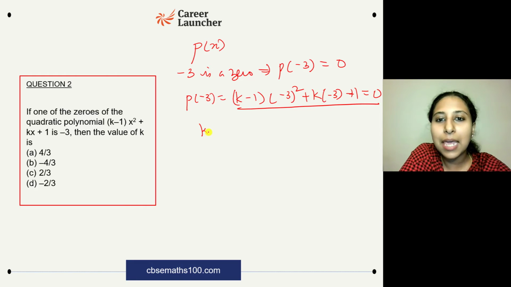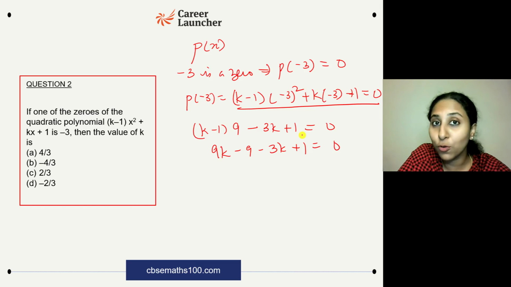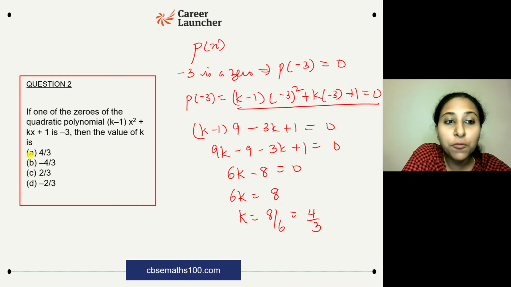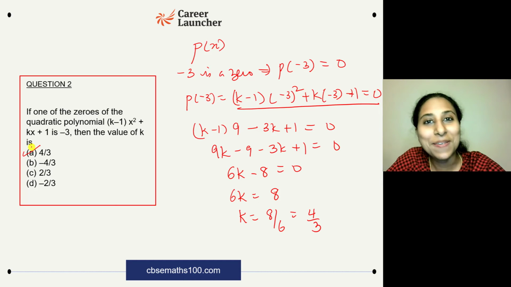We get here k minus 1 times 9 minus 3k plus 1 is equal to 0. 9k minus 9 minus 3k plus 1 is 0. So you got 6k minus 8 is equal to 0. And this would be 6k is equal to plus 8. Be careful about the signs over here. And k is equal to 8 by 6. 8 by 6 would be the same as 4 by 3. The answer would be the first option over here, 4 by 3.